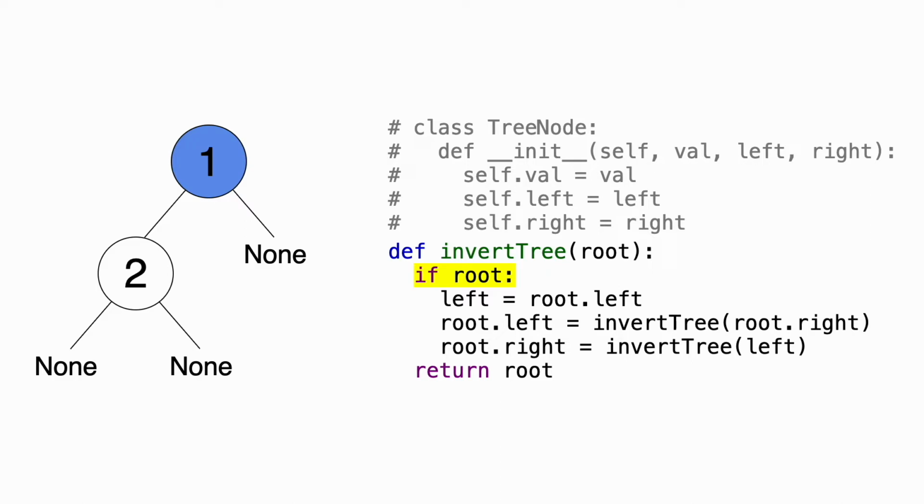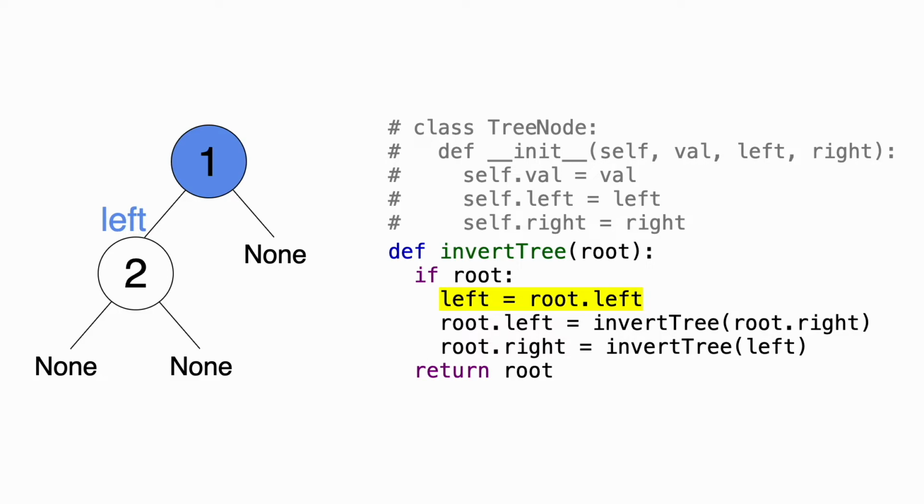The first thing we'll do is create a variable called left that points to the same node as root.left. So that's going to be this node with a value of 2. You'll see why we need this variable later, but the reason is because if we don't create this variable, we'll end up losing our reference to that node.